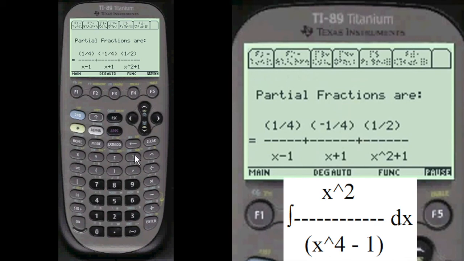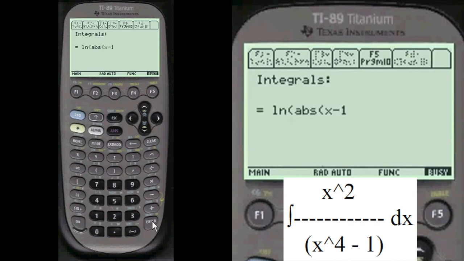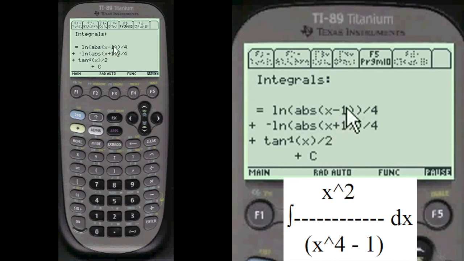We integrate these now, and we have to use logs, which it does: log of absolute x minus 1 divided by 4, minus log of absolute x plus 1 over 4, and then tangent inverse of x divided by 2, plus c. That's the answer, integration by c.